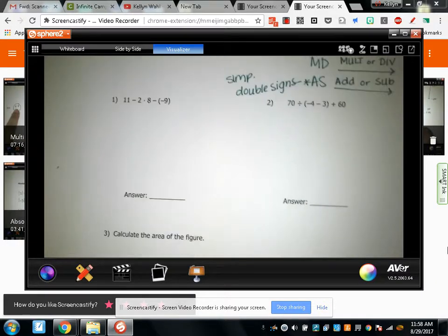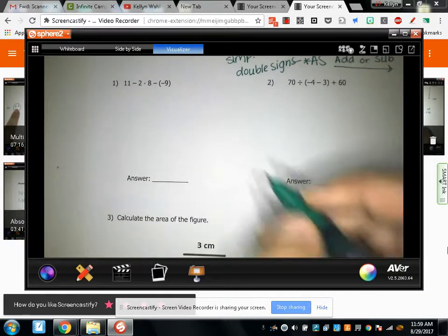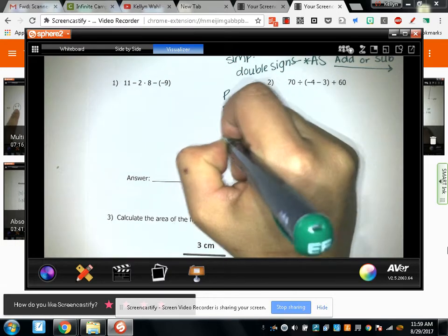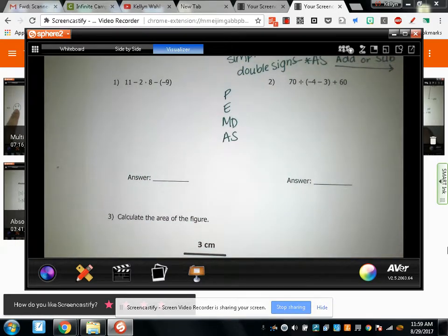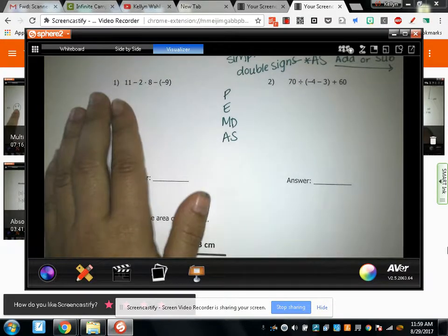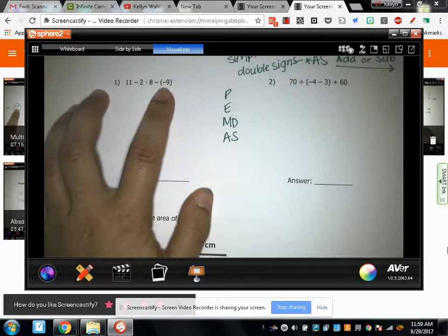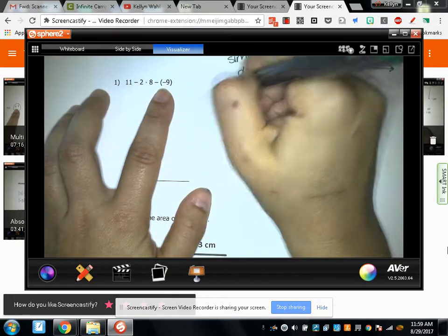All right, let's go over how to use please excuse my dear Aunt Sally, which is really known as order of operations, to solve these two problems. First, is there anything in parentheses? Well, yeah, there's -9 in parentheses, but there's nothing to do inside of those parentheses. So we're all set there.